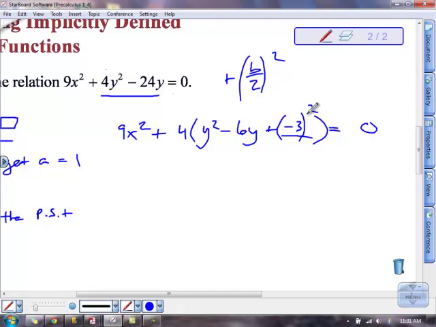And the reason why is because when you would have factored this perfect square trinomial, you just put y here and you put this here. So I'll show you that in a second.